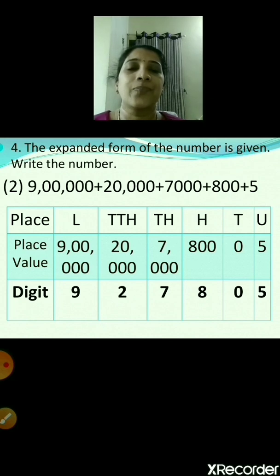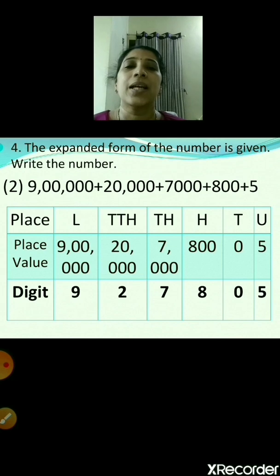Next digit is 8 followed by 2 zeros. So first 0 in the units place, second 0 in the tens place, and the digit 8 is in the hundreds place. So the place value 800 will come in the hundreds place.